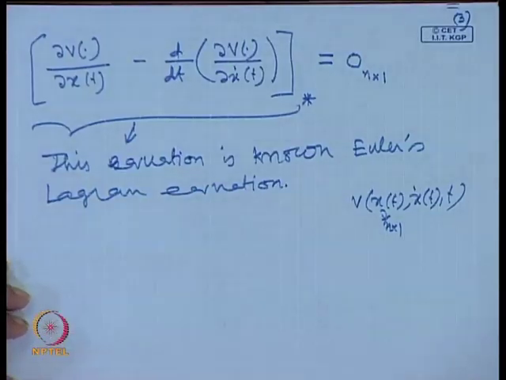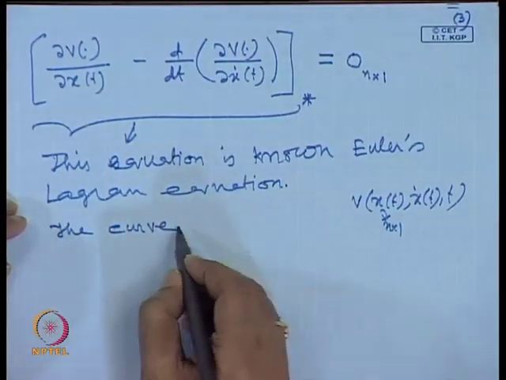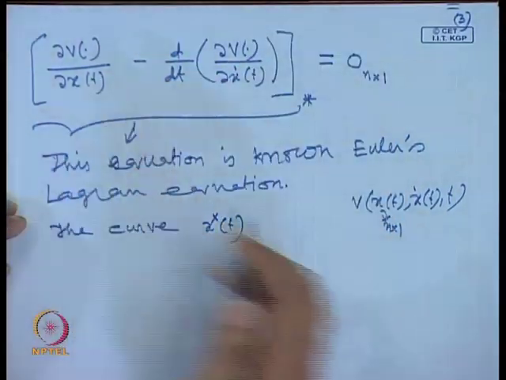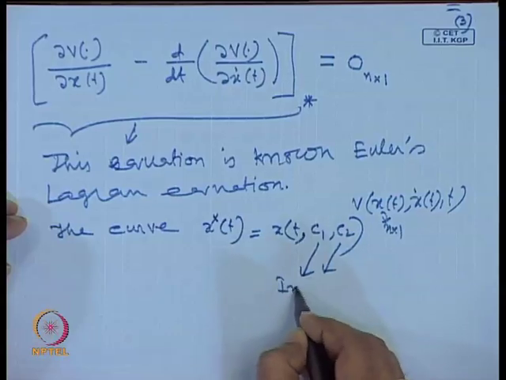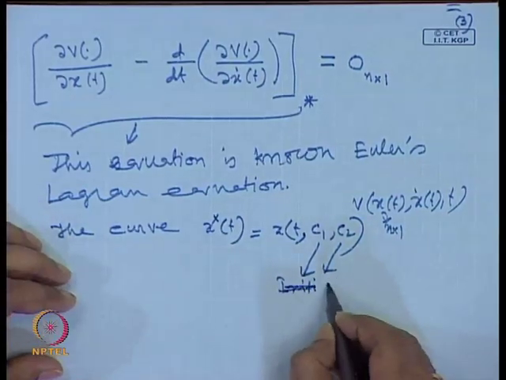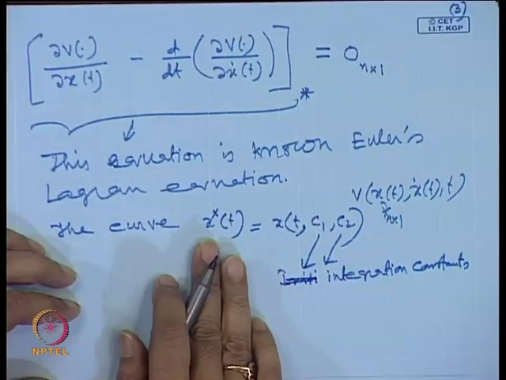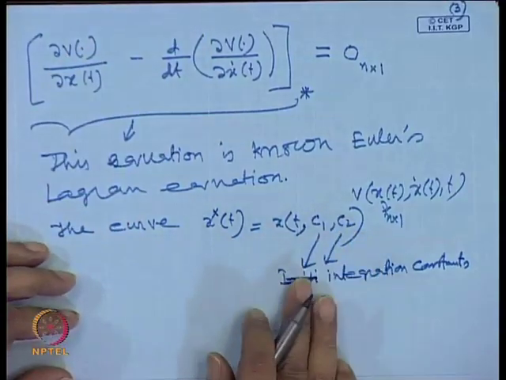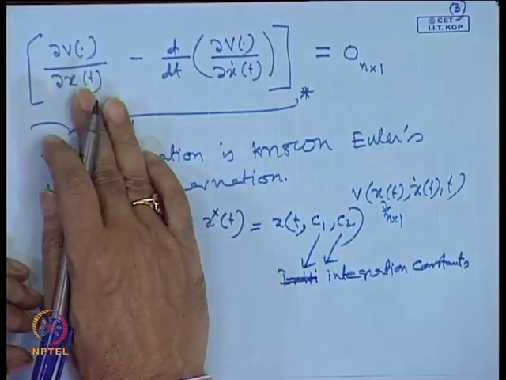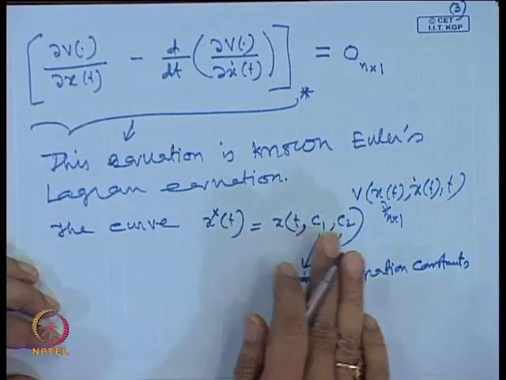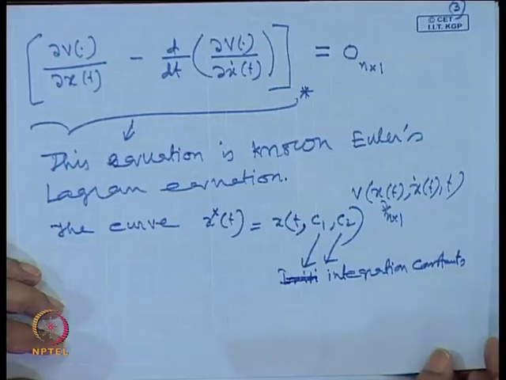Now, next is the solution, the curve. The curve x star of t, a solution of Euler's equation, x star of t is equal to x, which is a function of t, c 1 and c 2, where c 1, c 2 are not initial conditions but integration constants. Suppose x is a single variable case, it is a second order differential equation. We have 2 integration constants, and those can be found from the initial and final conditions of the problem. Suppose x is an n variable case, then we will get 2 n constants, and those 2 n constants we can find by using initial and final value conditions.